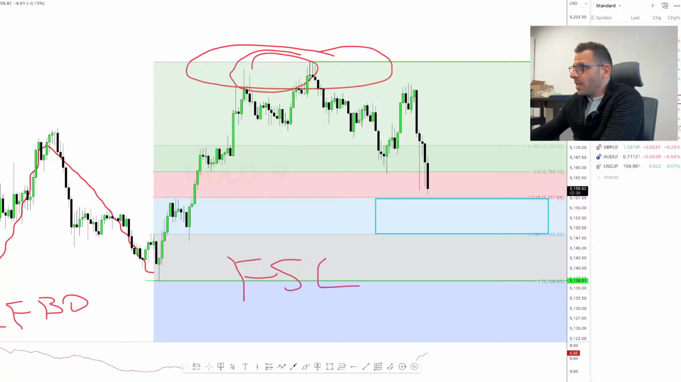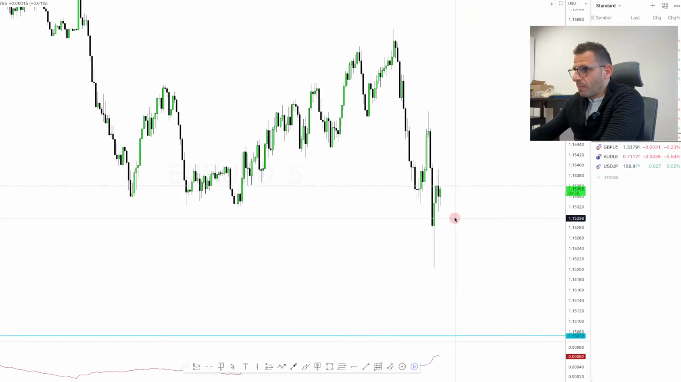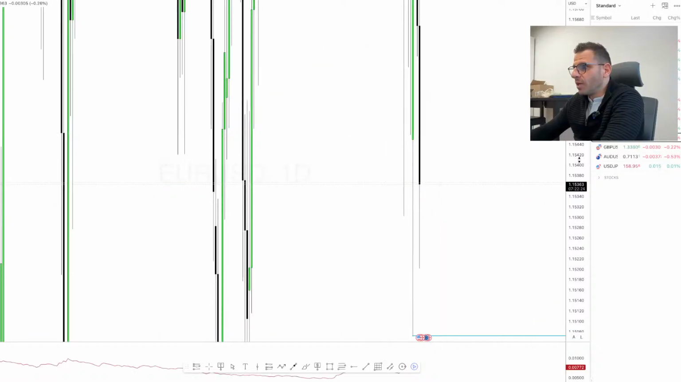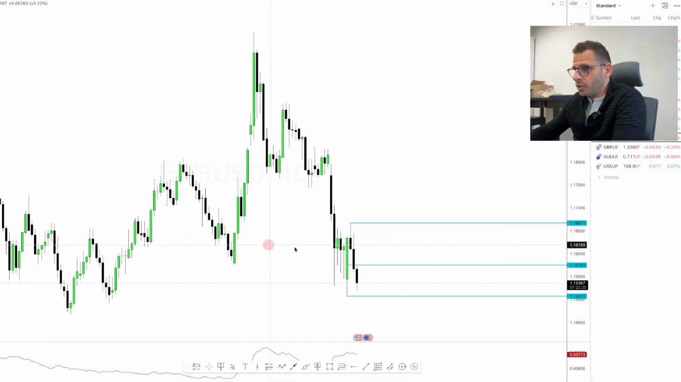In the meantime, let's check the euro. Volatility on the euro is quite good, about 6 pips per candlestick. It's the average range. But let's start with the top-down analysis and what the daily chart shows.